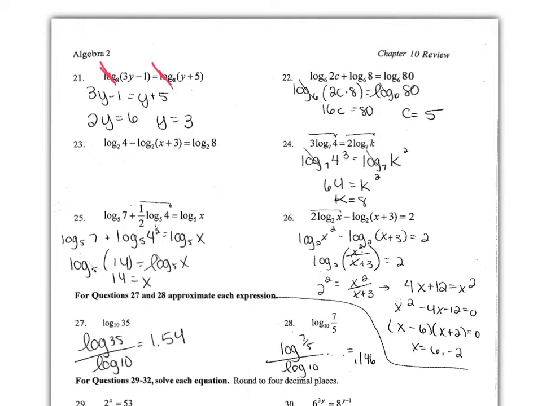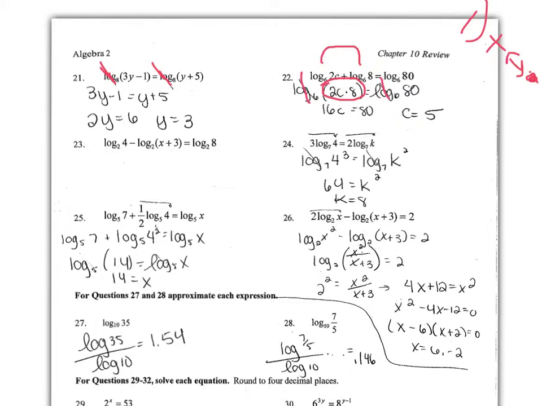However, on number 22, it's not one single base equals one single base. So we need to combine these somehow in order to have one single base. Well, there are three important rules or properties that we learned for logs. The first one is that addition always becomes multiplication and vice versa. So for this addition, we can combine these into one single log using multiplication. So we can say log base 6 of 16c equals log base 6 of 80. Then we're allowed to cancel, leaving 16c equals 80.